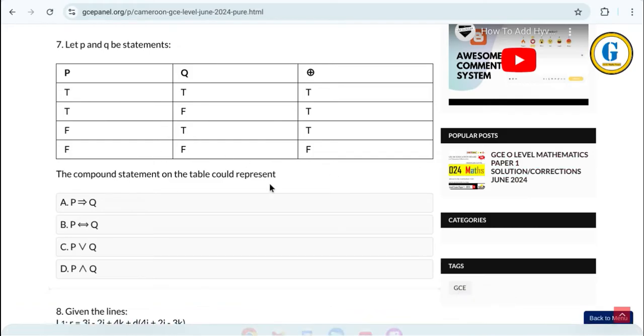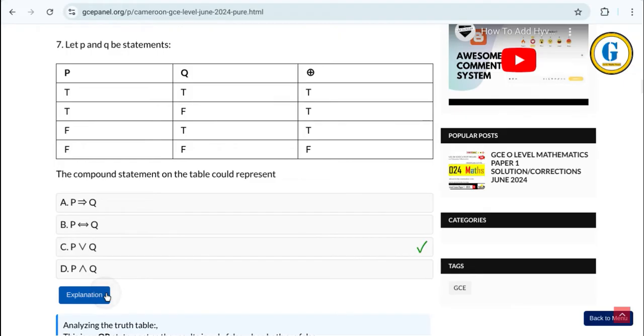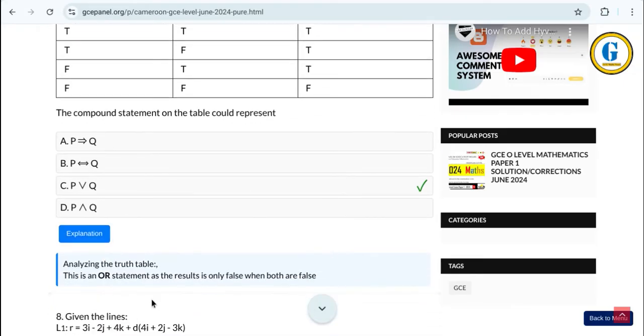So what is our statement? This is very clear, right? This is the OR statement. It's only false when both are false. So in this truth table, the OR statement is false only when both statements are false. So the key here is C.